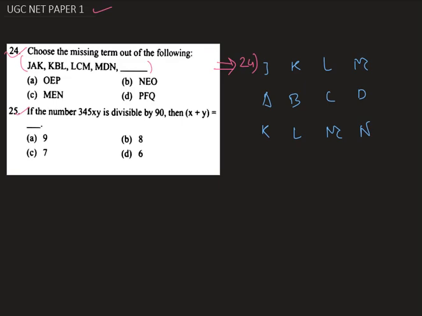We know that J is the 10th alphabet, A is 1, K is 11, here also 11, it is 2, it is 12, 12 with 3, 13, now it is 14, it is 4, it is 14, sorry, it will be 13.